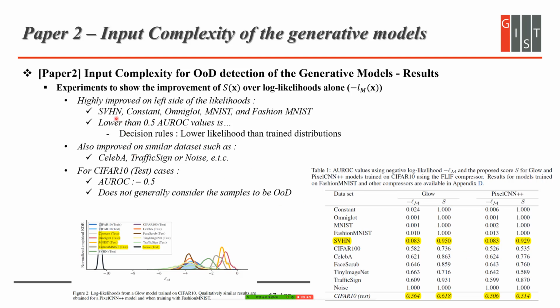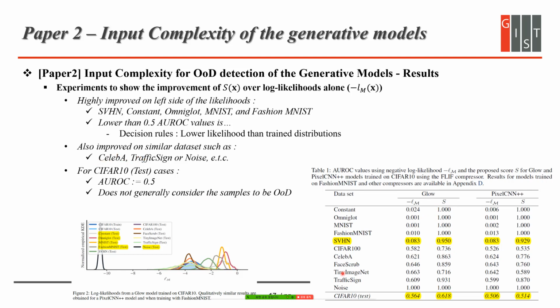So from the result, we definitely see that this kind of dataset shows the problem in the previous result. 그러니까 이 데이터셋들이 이전 결과에서 문제가 보여줬던 데이터셋들인데요. This dataset, we could show that also this one is the ROC curve. The ROC values definitely highly improved after considering the input complexity.